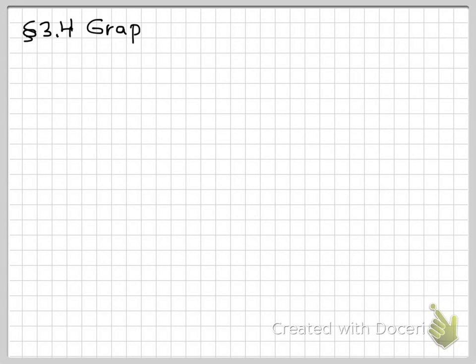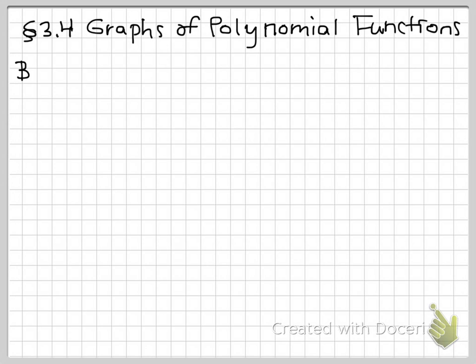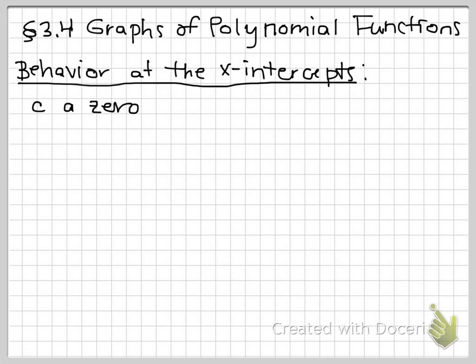Hi everyone. So we're in section 3.4, graphs of polynomial functions. And so I just want to spend a little bit of time talking about a couple more things that we want to look for to graph a polynomial function. And so the first thing that we want to look at is the behavior at the x-intercepts. So let's suppose that c is a 0 of the polynomial f of x with multiplicity k.